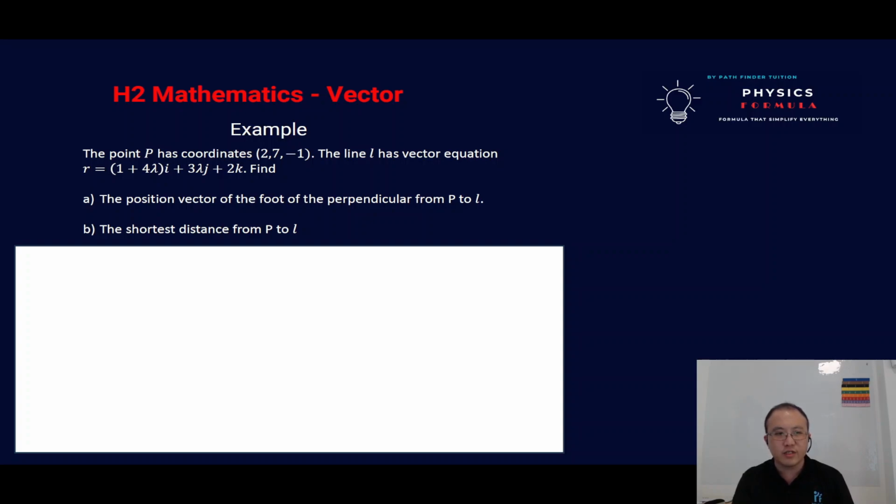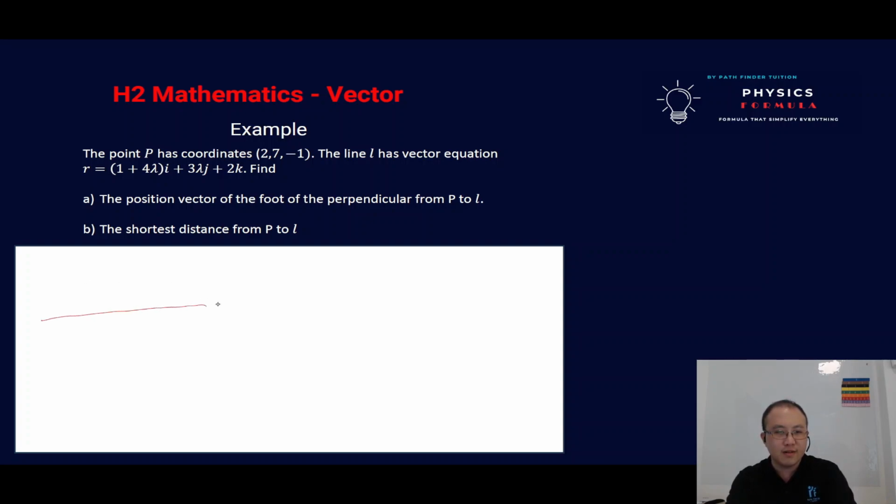Line L has an equation of r = (1 + 4λ)i + 3λj + 2k. Find the position vector of the foot of perpendicular from P to L. Okay, once again, as mentioned, let's draw out the diagram. So the diagram will look like this.